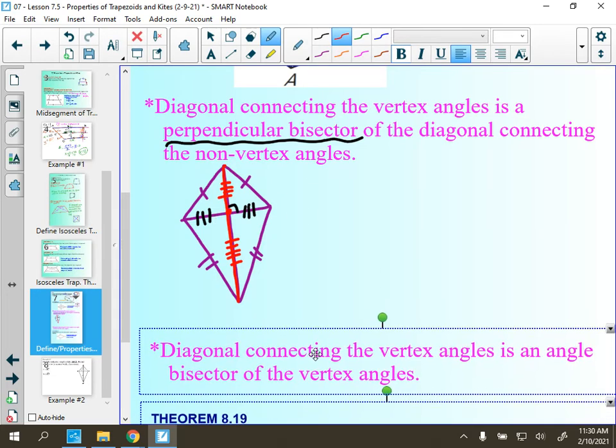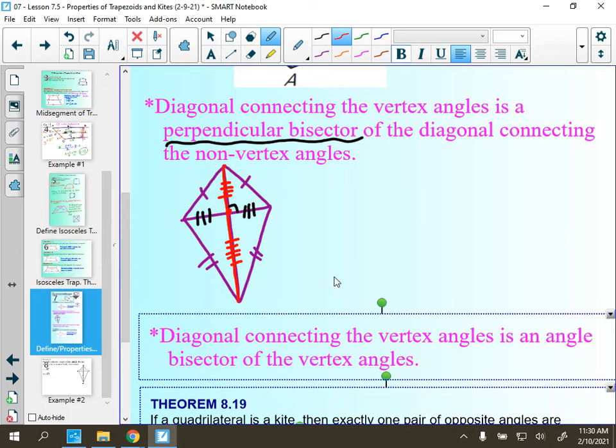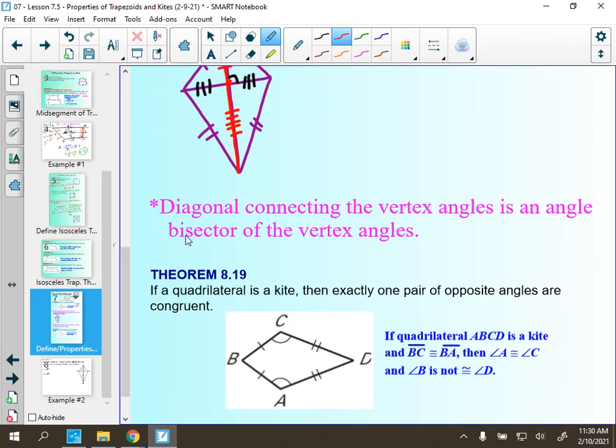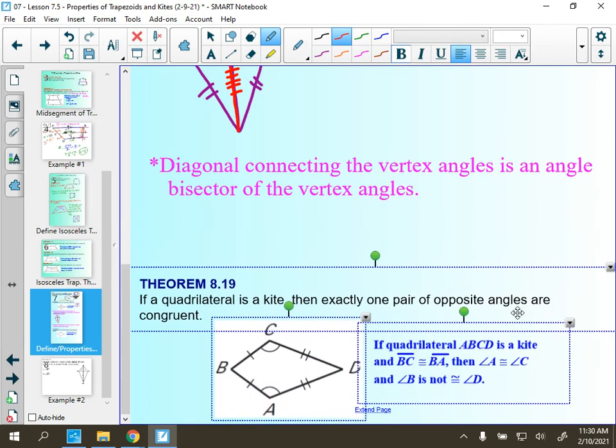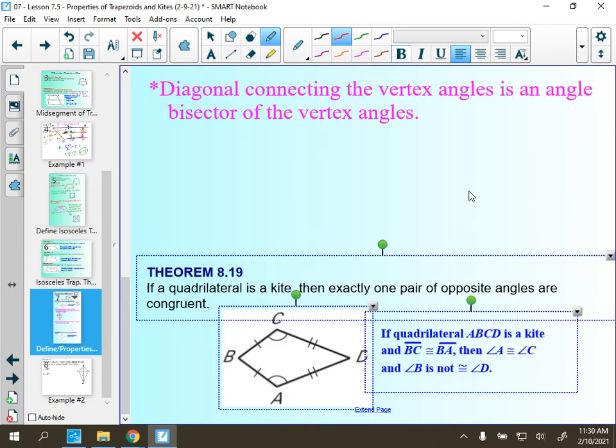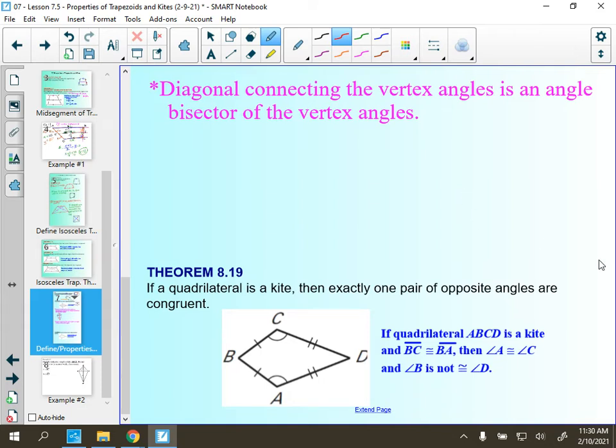You know, could potentially show up as far as finding some segment lengths or side lengths. And then also, I don't know why I don't have room here for this, but the diagonal connecting the vertex angles is also a bisector of those angles. So this one you could almost get by with not drawing them both in. So here's my kite, my traditional kite markings.